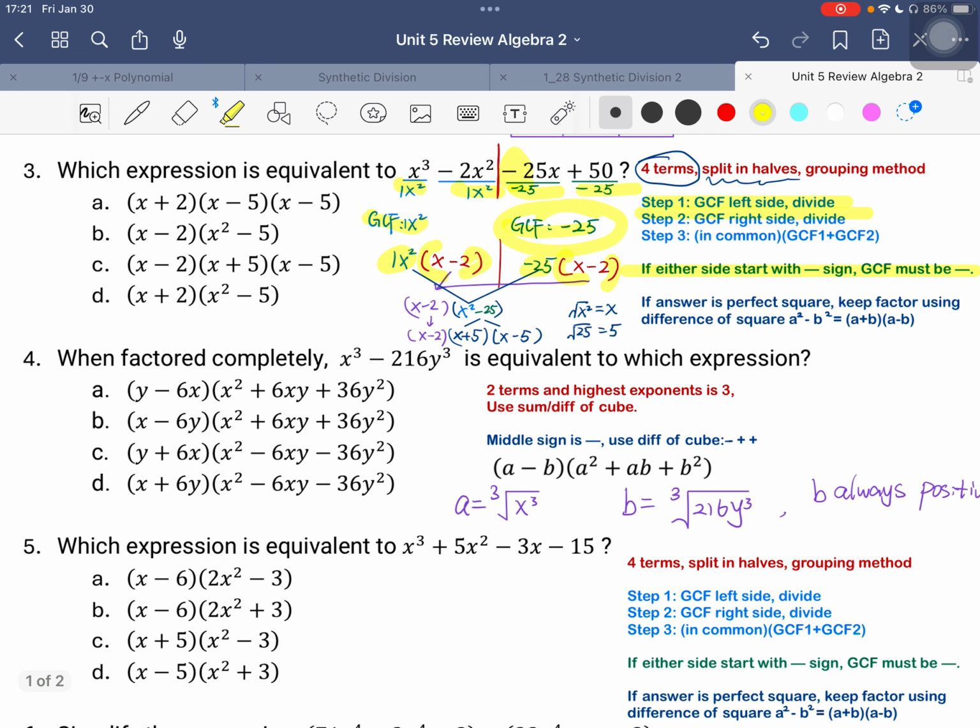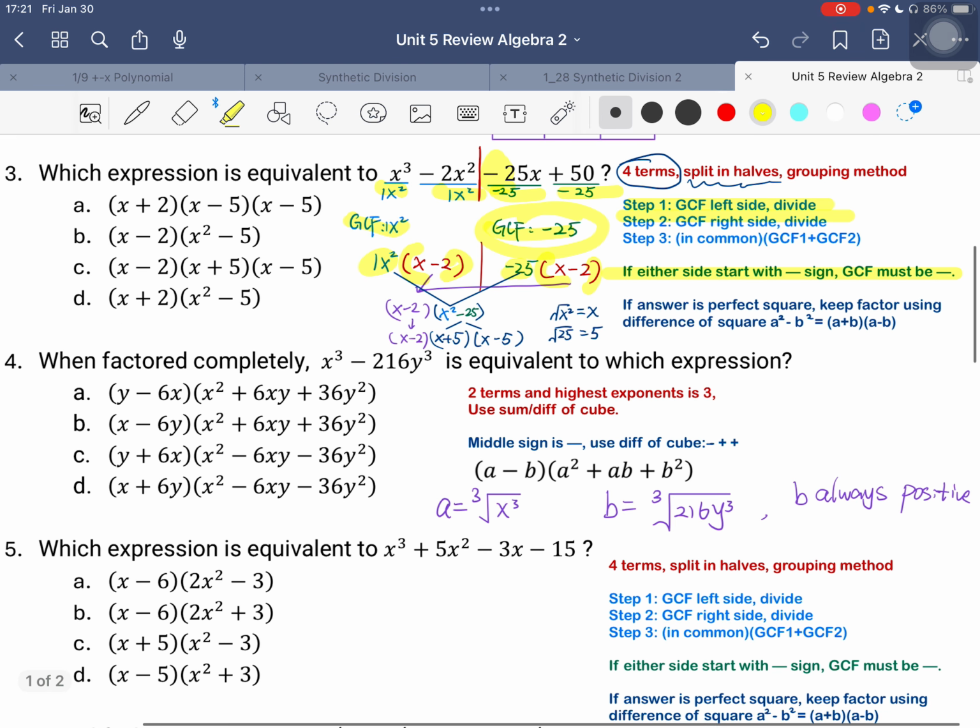Then I need to put the common remainder in the first parentheses, and both my GCFs in the second parentheses. But at this time, am I done? No, because my answer is a perfect square. That means I can keep factoring using difference of squares, which is a squared minus b squared gives you a plus b, a minus b.